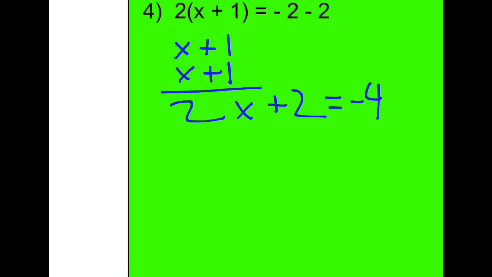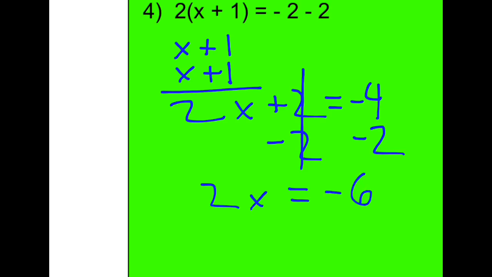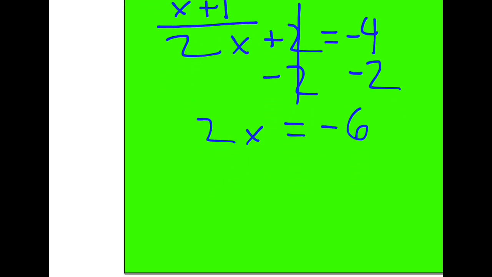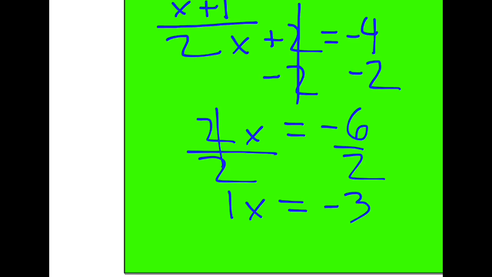To solve it, I do the opposite of plus 2, which is minus 2, minus 2. These go away. I'm left with 2x equals negative 6. It's a multiplication equation now. So do the opposite of multiply by 2, which is divide by 2. And that leaves you with 1x equals negative 6 divided by 2 is negative 3, or x equals negative 3.